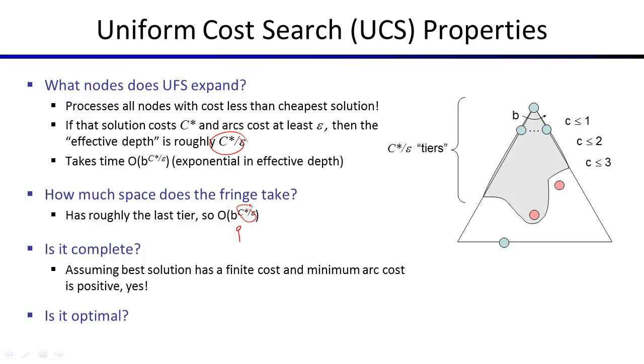Something for you to think about. We saw that we could get the best of both worlds between depth first search and breadth first search. Well, something for you to think about at home is, can you do something similar here, have some kind of iterative deepening version of uniform cost search? Leave that for you to think about.